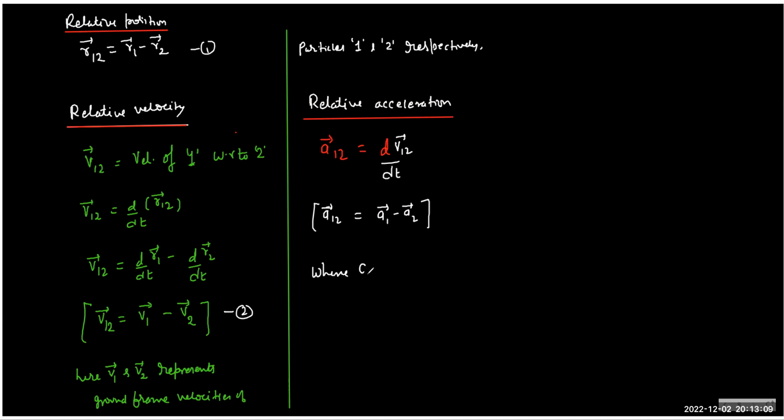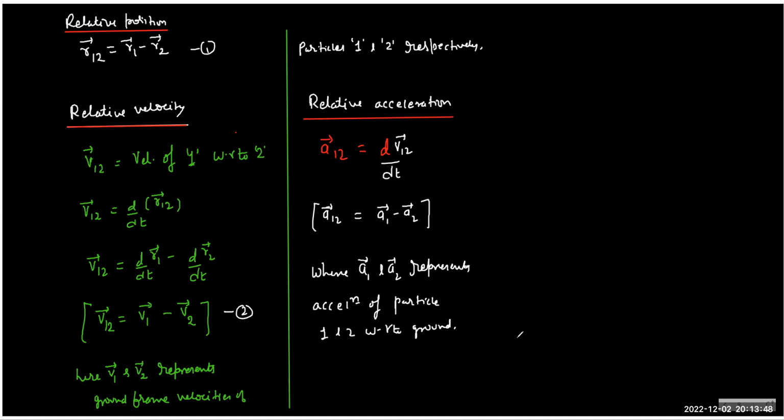Right, guys? Where A1 and A2 represent the acceleration of particles 1 and 2. And there is no need to go beyond this. Up to acceleration, we end our kinematics, right? We don't need to go to jerk and the other definitions like pop, slap, and whatever.